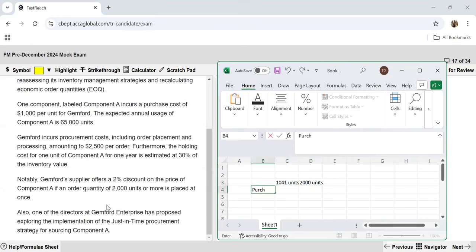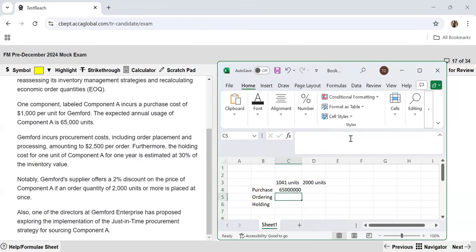So let's first talk about the purchase cost. There are three costs that are involved: purchase, ordering, and holding. For purchase cost, we are taking annual demand as 65,000 units and one unit is $1,000. So this is what our purchase cost is going to look like. I'm sorry, I put 10 extra.